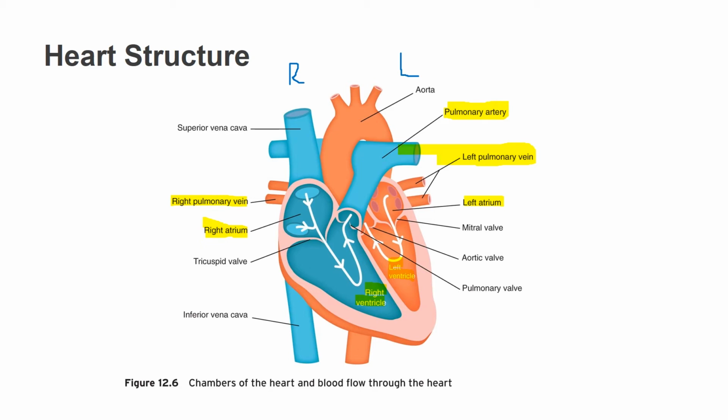When blood leaves the heart and is transported to the rest of the body via the systemic circulation, it leaves via the aorta. So it leaves the left ventricle and up into this big thick artery here called the aorta.